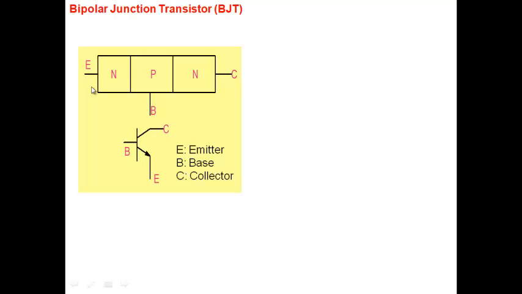The idea is no. The emitter region is heavily doped. The doping levels are 10 to the power 19 or higher. And in the collector, the doping levels are much lower.